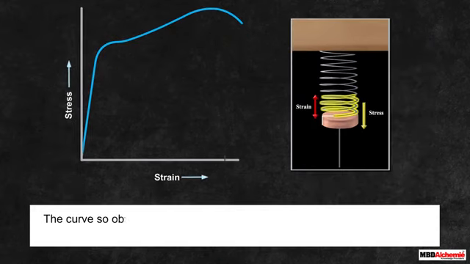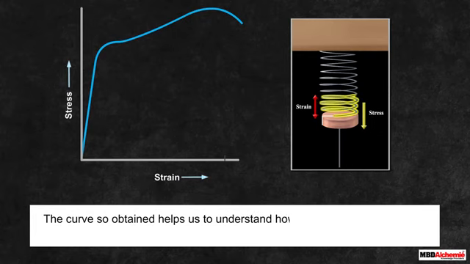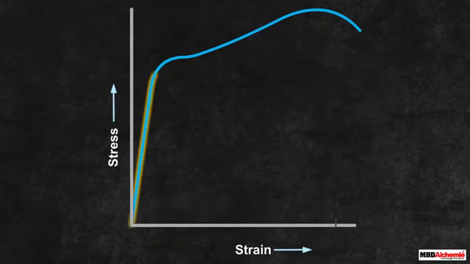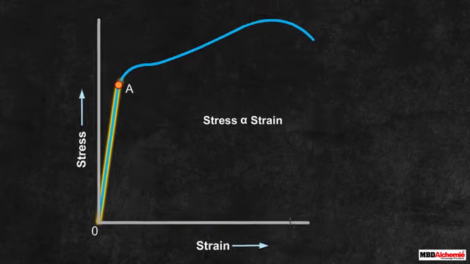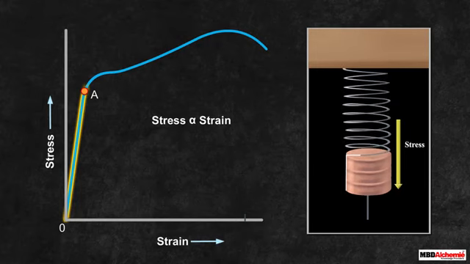The curve so obtained helps us to understand how a given material deforms with increasing loads of force. From the graph, we can see that in the region between O to A, the curve is linear. In this region, Hooke's law is obeyed. That is, stress and strain are directly proportional. That is, with increase in force or stress, the strain also increases.